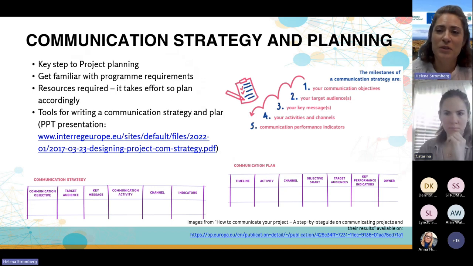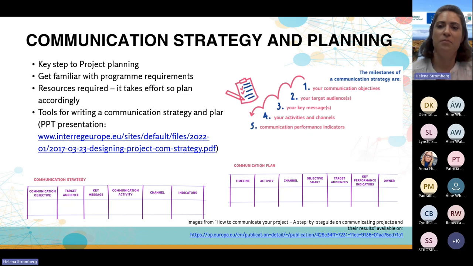I know that I've said that I was not going to be talking about communication strategies or planning, but I did want to leave with some resources that can guide you along the way. So the first thing in relation to communication strategies and planning is that it's a key step in your project planning overall and should be given due consideration.